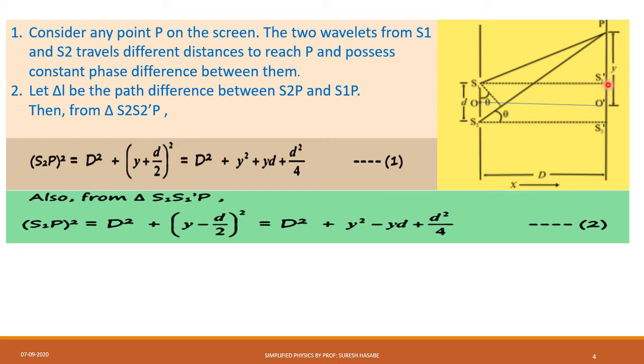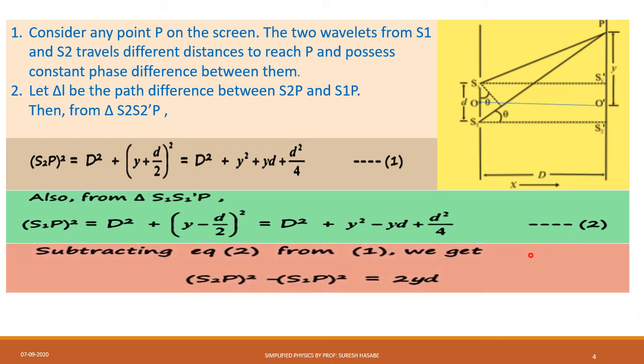This is d by 2, and that we have to subtract from y. That's why what we are getting? (y minus d by 2) whole square. Therefore, d square plus y square minus yd plus d square by 4. By simplifying this equation, we are getting equation number 2.